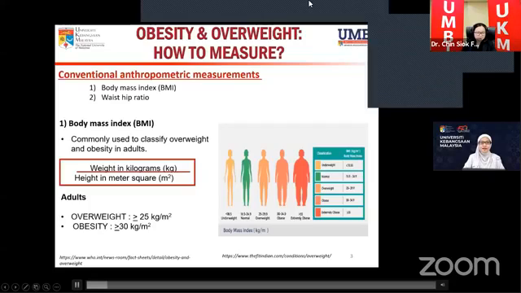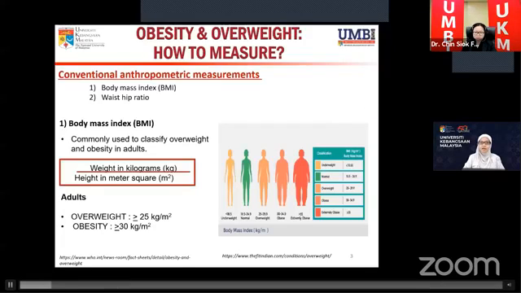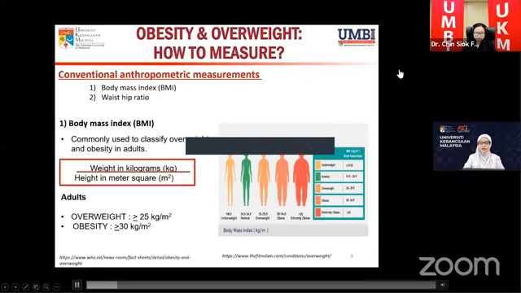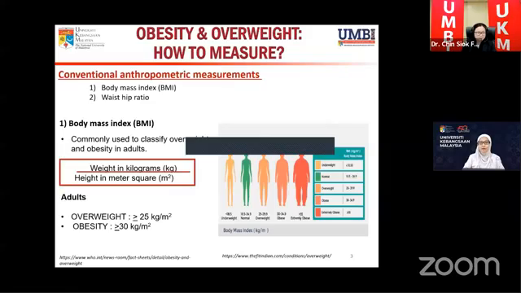BMI and waist-hip ratio are two conventional anthropometric measurements used to determine obesity and overweight. BMI is the most commonly used, and it is defined as weight in kilogram divided by height in meter square. As discussed earlier, based on the WHO, BMI more than or equal to 35 is defined as overweight, whereas BMI more than or equal to 30 is defined as obesity.